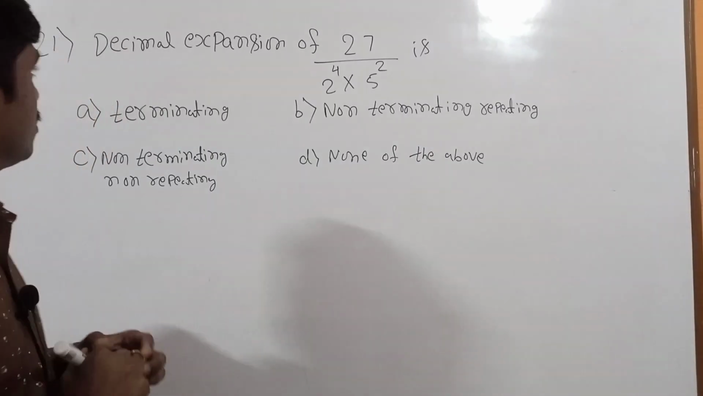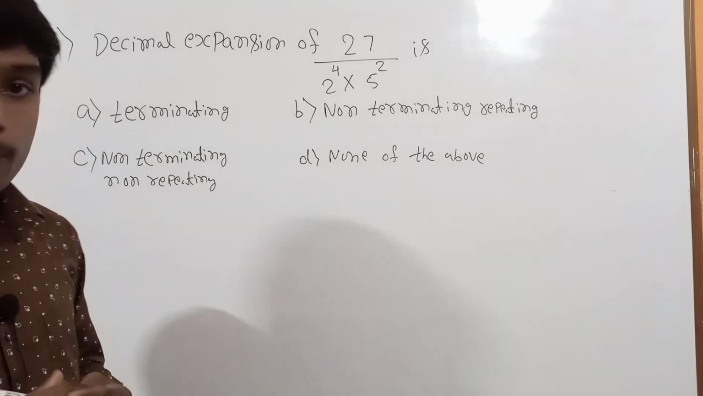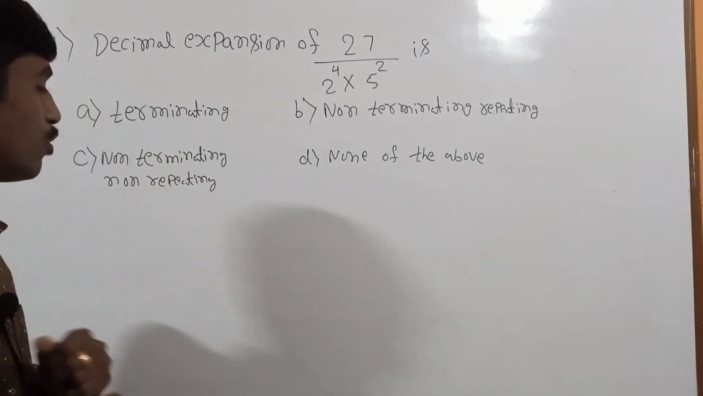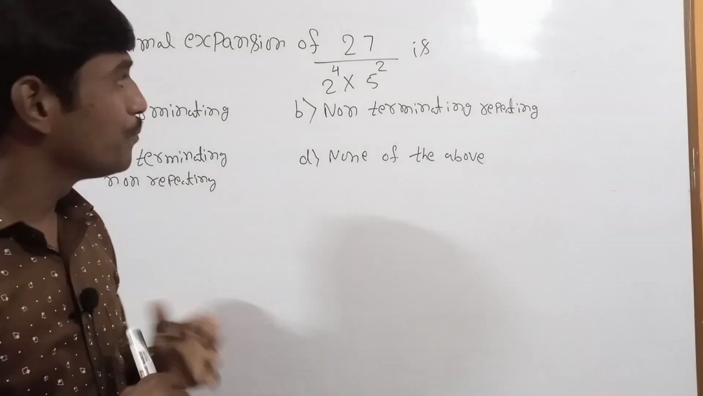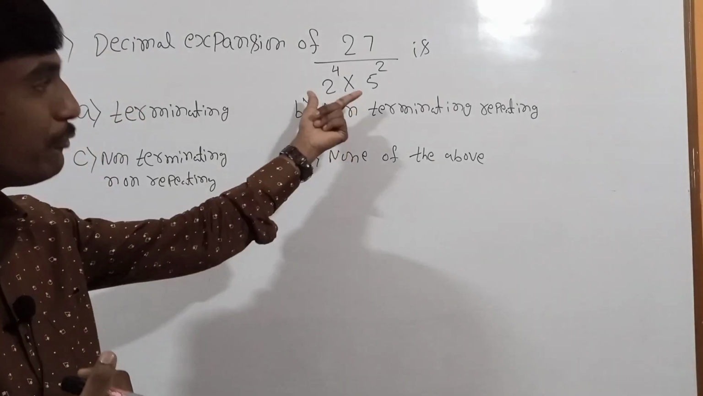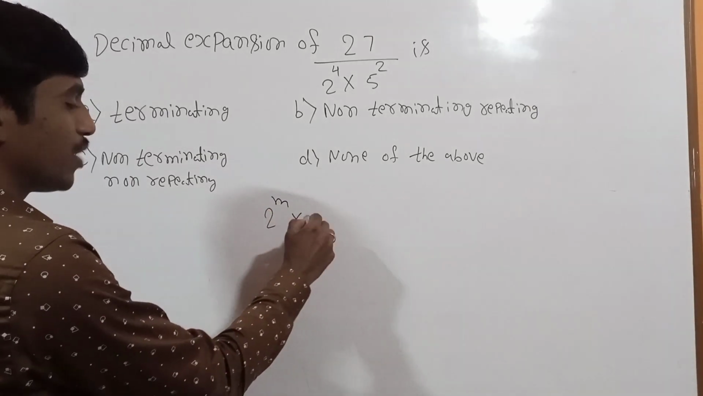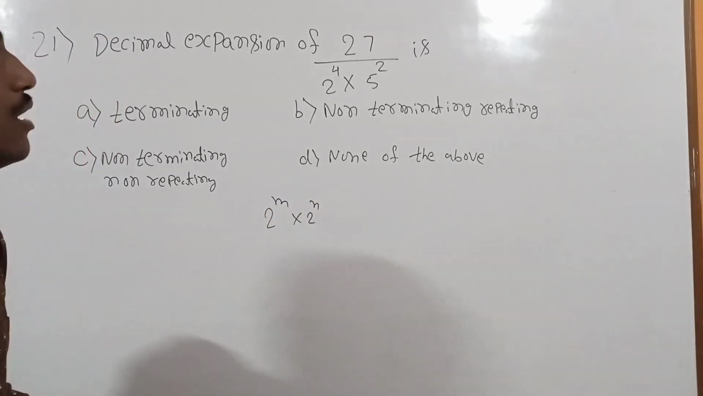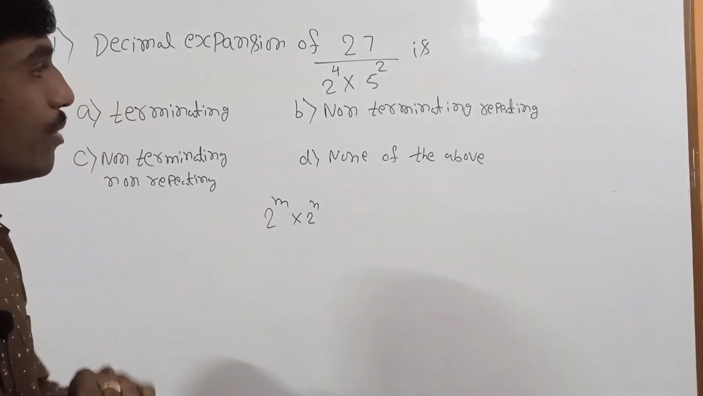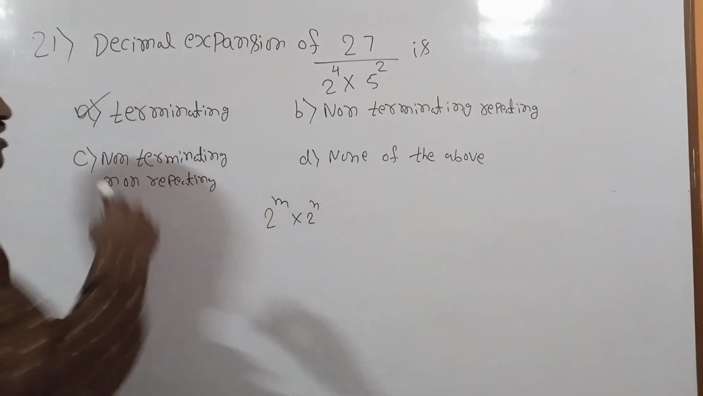So the next question is: the decimal expansion of 27 by 2 to the power 4 into 5 square is what? Whether it's terminating, non-terminating repeating, non-terminating non-repeating, or none of the above, they've asked. So you know from one of the theorems from the real numbers chapter that if the denominator is of the form 2 raised to m into 5 raised to n, then we can say that it is a terminating decimal expansion. So we don't have to divide it. By looking at the problem, we can say that the answer is terminating decimal expansion.